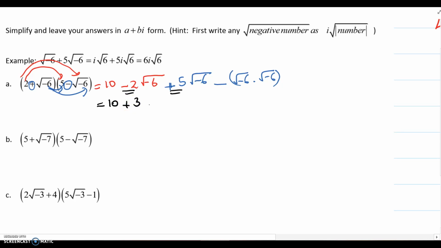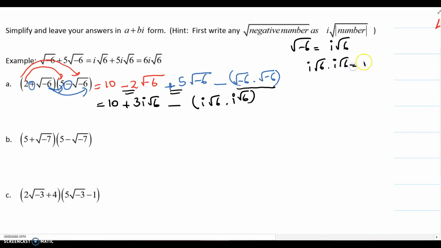Plus 3 square root of negative 6, which is equal to i times square root of 6. So 3i square root of 6. Minus, so what is going to happen here? I times square root of 6 times i times square root of 6. So i times i here will be i squared. Let's get to the operation here. Square root of 6 times square root of 6 will be 6. So that will be negative 6, because i squared is equal to negative 1.